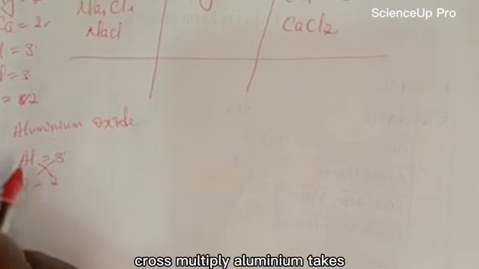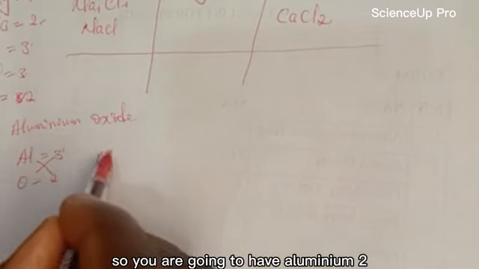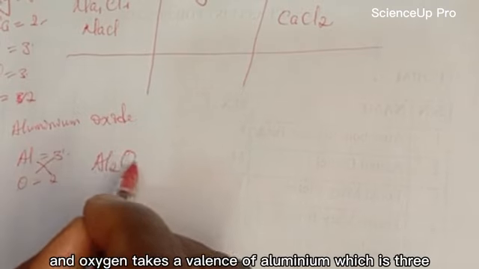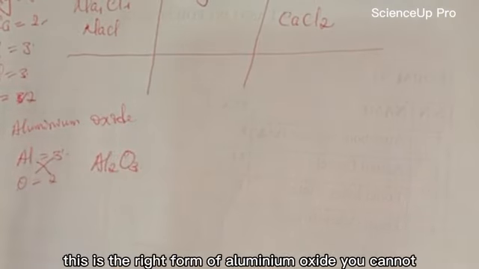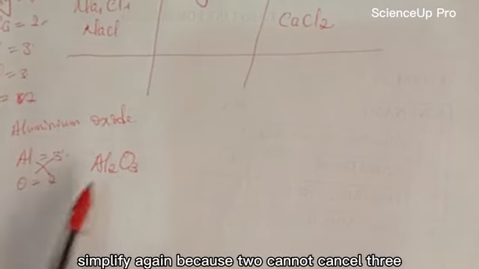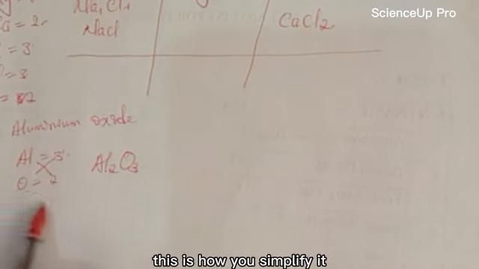Cross multiply: aluminium takes the valency of oxygen, so you are going to have Al2, and oxygen takes the valency of aluminium, which is 3, giving Al2O3. This is the right formula of aluminium oxide. You cannot simplify again because 2 cannot cancel 3, so you are going to end at this level. This is how you simplify it.